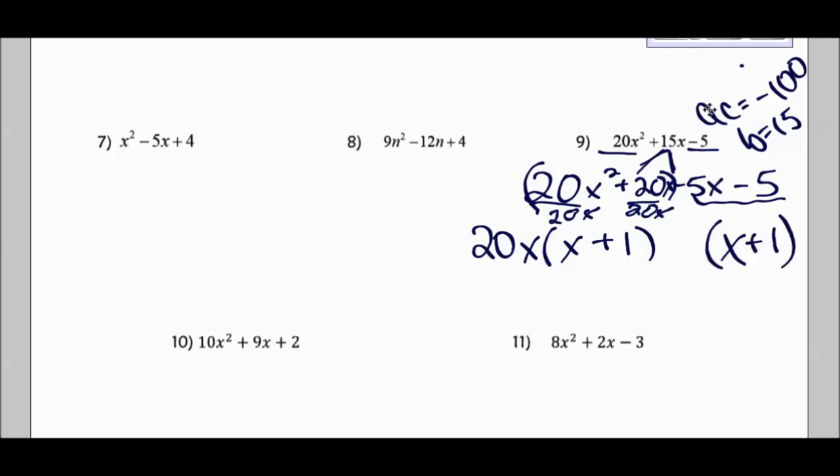I'm always going to write that first because I know it's going to turn into this. I have to think about what's going to make that turn into an x plus 1. I have to divide that by negative 5 and divide that by negative 5. Let's divide both of those to change them into positive 1 and a positive 1. Now I have my two factors, 20x and minus 5.